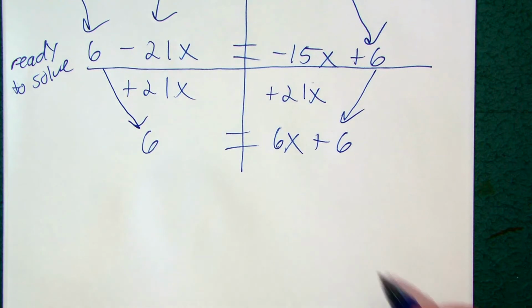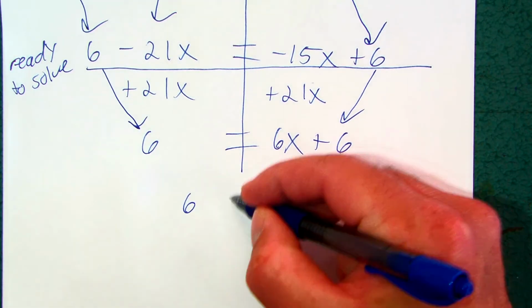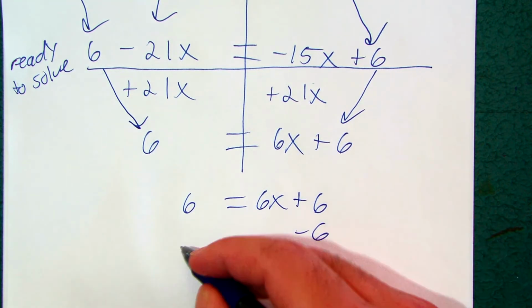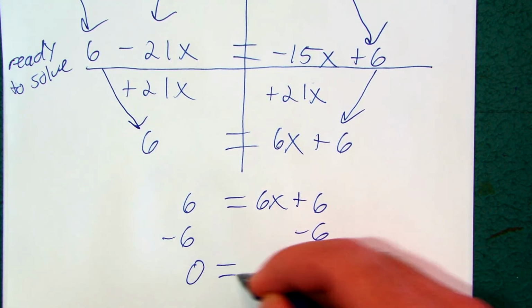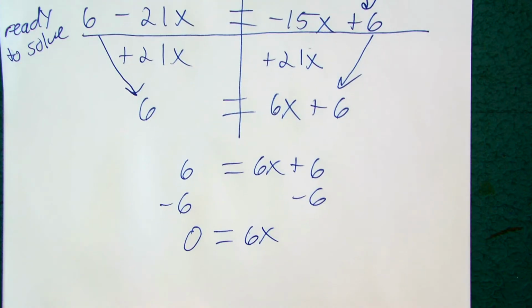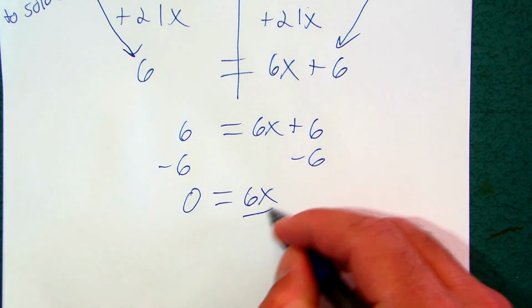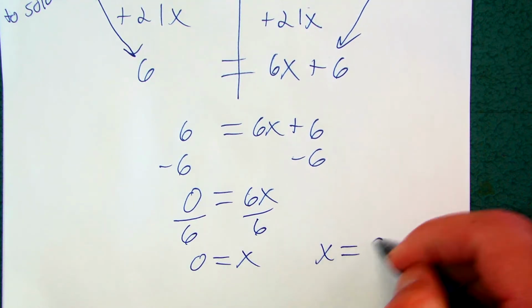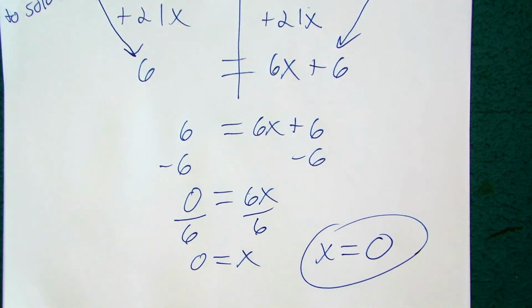All right, so next up, again, I got 6 equals 6x plus 6. Lots of 6's here. Subtract 6 from both sides. I get 0 equals 6x. Divide both sides by 6. All right, perfectly fine to get x equals 0. Nothing wrong with that. 0 divided by 6 is 0.